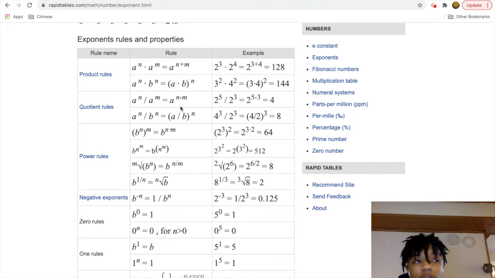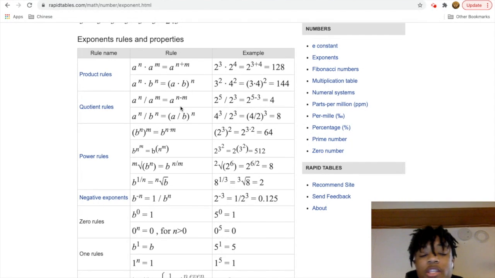It's kind of like how we're doing inverse operations, how multiplication is the opposite of division, and division is the opposite of multiplication. So what we're going to do here is subtract these instead.